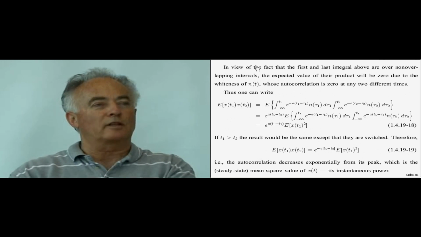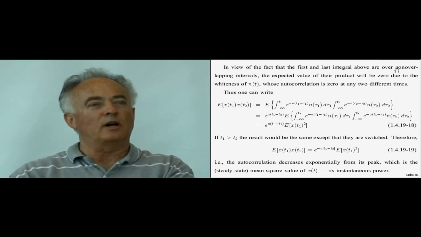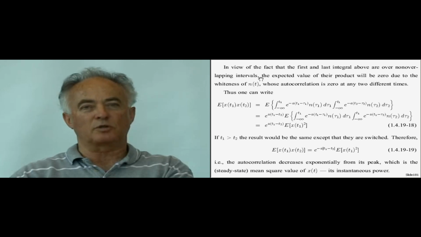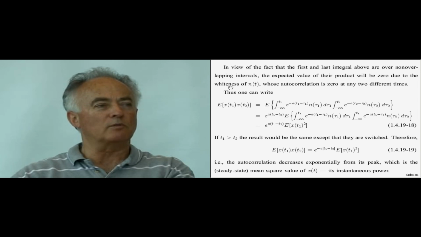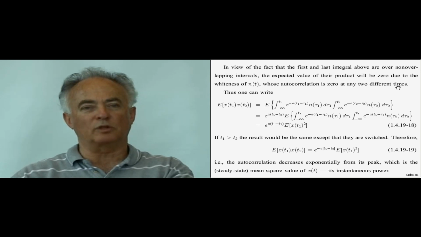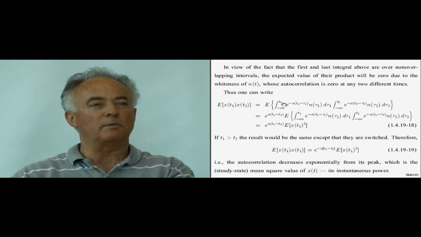Now, in view of the fact that the first and last integral above are over non-overlapping intervals, this was the purpose of decomposing the second integral into two parts, the expected value of their product will be 0. This is due to the fact that n(t), which we'll call white noise, has autocorrelation that is 0 at any two different times. Remember, its autocorrelation was a Dirac delta function, which means it's 0 at any two different times. Therefore, for non-overlapping integrals, the product after expectation will give 0.